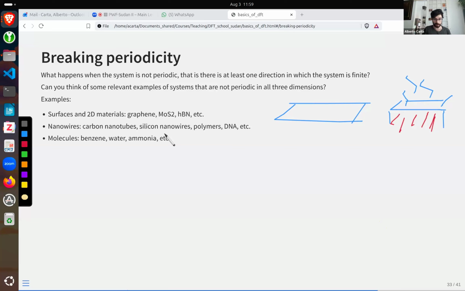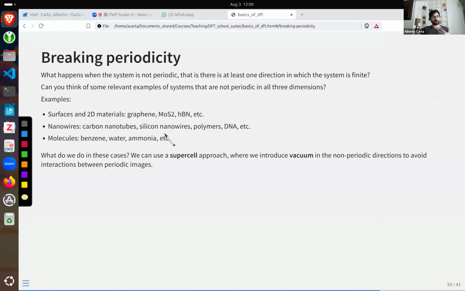So if I have a vacancy, or a substitutional defect, these are also kind of like 0D systems. In these cases, the idea is that we need to be able to describe these systems in terms of some periodic counterpart that approximates the non-periodicity.